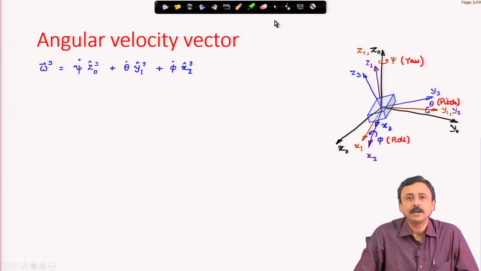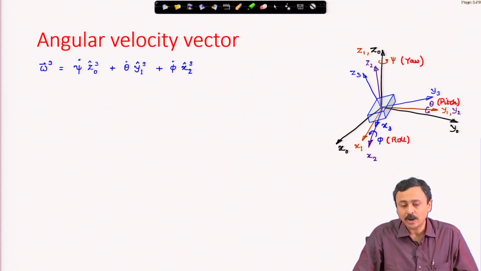So, this is our angular velocity vector in the body fixed frame x 3 y 3 z 3, represented as a vector sum of the yaw angular velocity vector, which is about z naught, but now represented in the x 3 y 3 z 3 frame, the pitching angular velocity vector, which is about y 1, but represented in x 3 y 3 z 3, and similarly added to that the roll rate angular velocity vector, which is about x 2, but now represented in x 3 y 3 z 3.